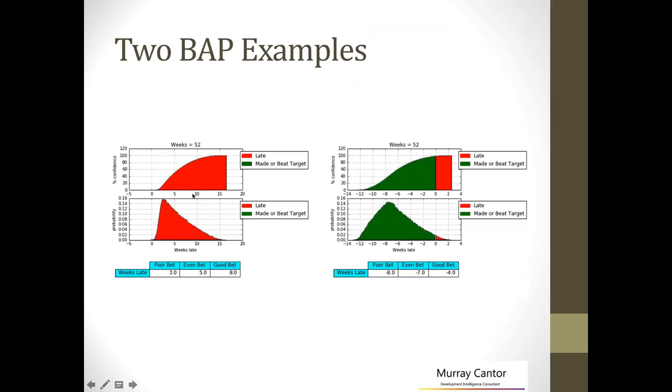So here's another couple of examples. This is an example which is all red, which means it's a good bet. The best that's going to happen is... it's an even bet they're going to be 5 weeks late. If you didn't want to take good odds, they're probably going to be 8 weeks late, and it's a poor bet they're going to be as much as early as 3 weeks late. This is a project that's just not going to come in on time.